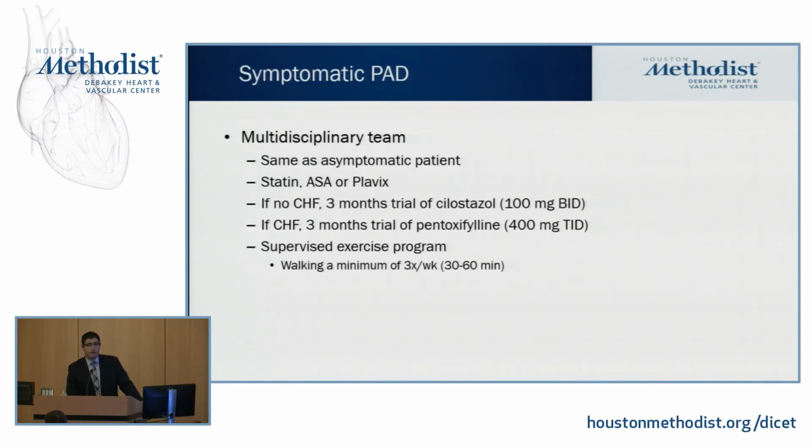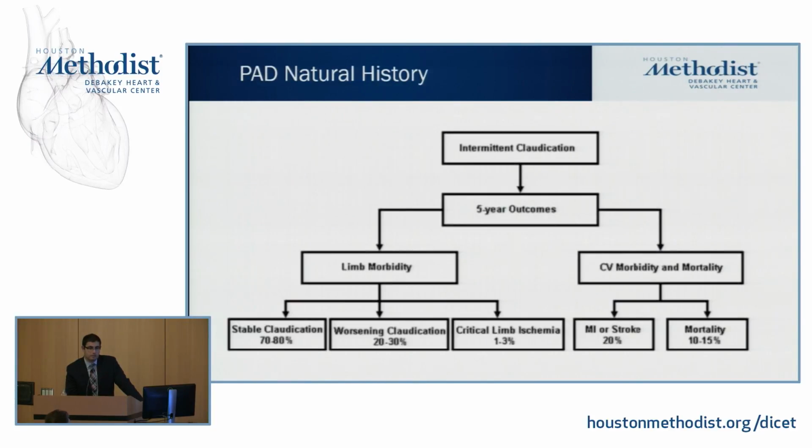If the patient, however, is symptomatic, in addition to what I mentioned previously, we need to look at their cardiovascular risk factors and try to decrease them. As I said, the morbidity and mortality is high for patients with intermittent claudication. If they have symptoms, we should make sure the patient is on cholesterol-controlling medication and antiplatelet therapy, aspirin. If they don't have congestive heart failure evident on echo, they should trial 3 months of cilostazol, or if they have congestive heart failure, they should try pentoxifylline, and some kind of exercise program. The recommendation is to walk at least 3 times per week for 30 to 60 minutes for patients with symptomatic peripheral arterial disease.